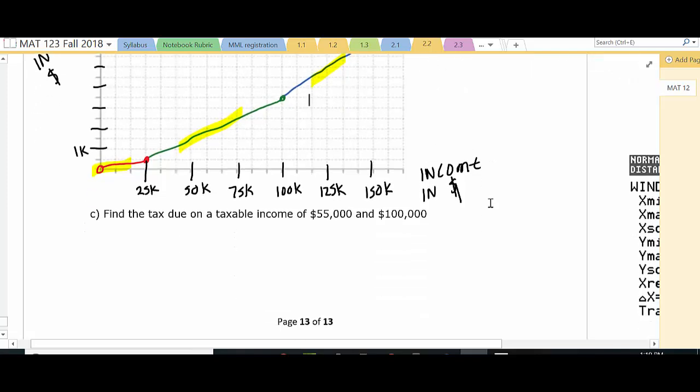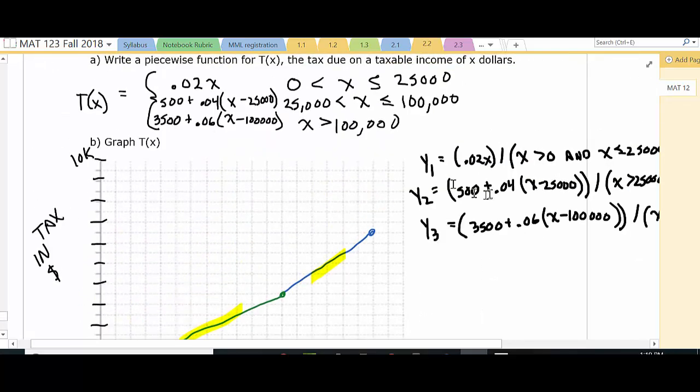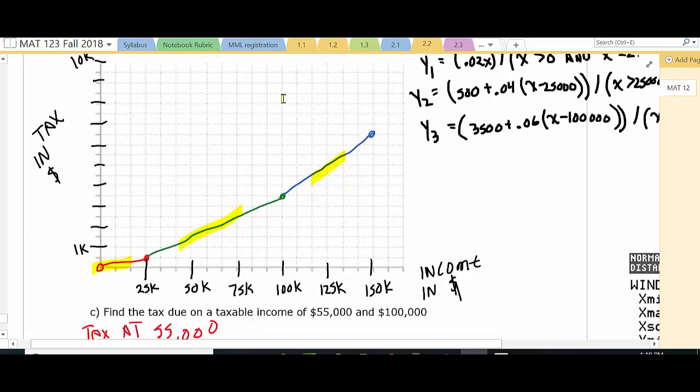Okay, one last thing to finish up. It says find the tax at 55,000. Okay, so here's what you do. Look at the piecewise function. When you're at 50,000, which piece do you use? The first, the middle, or the last? Okay, you're in the middle tax bracket, so you're going to do 500 plus 0.04 times x minus 25,000.